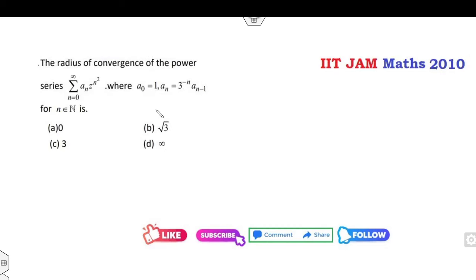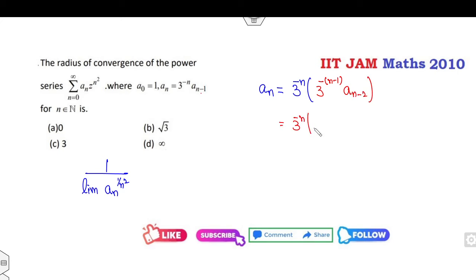The radius of convergence of the power series. Again it's n square, so your target is to find the limit of a_n raised to 1 over n square. But you can see that a_n is not properly defined. This is the recurrence relation. So can I substitute this value? What is a_{n-1}? Again I can take it from this case as a_{n-2}. Again I can substitute the value of n minus 2, n minus 1. So what is a_{n-2}? And similarly, so on, the last expression will be a_0.